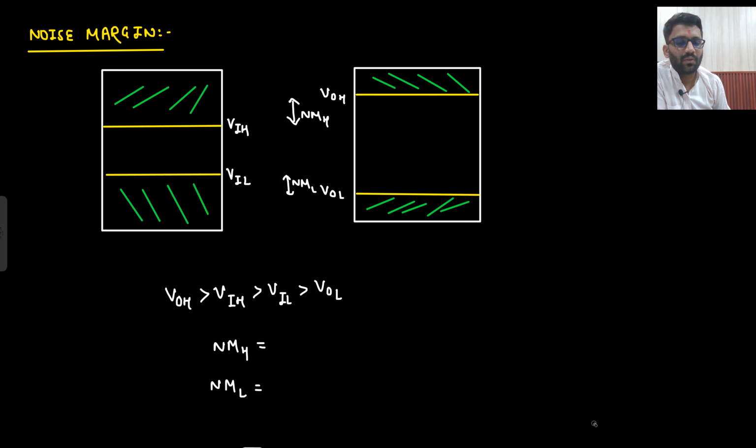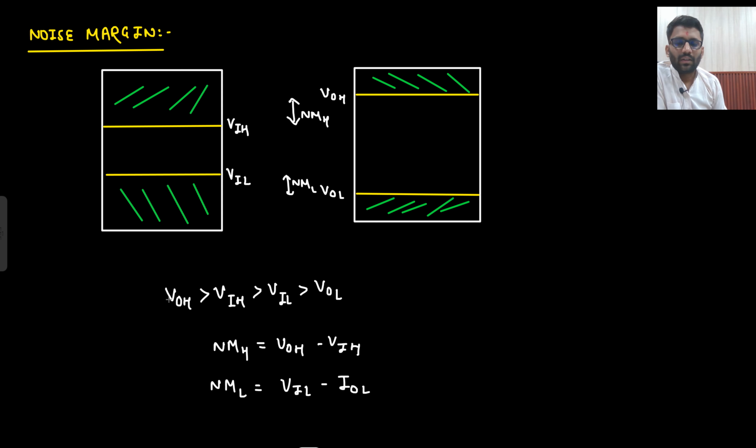So now we will show it in the diagram. This is how we represent our noise margin. Noise margin in high state, what would that be? VOH minus VIH, and noise margin in low state would be VIL minus VOL.